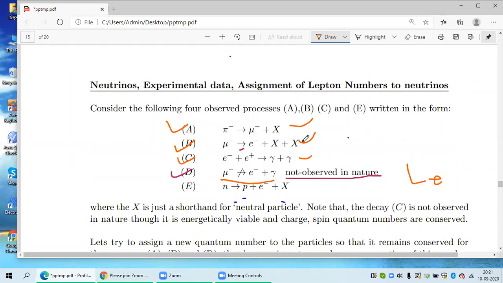At any step, if you require to introduce a new quantum number and assign some values to understand why that reaction doesn't happen, then you have to revisit all the previous reactions and check whether the newly introduced quantum number is conserved for all reactions that happen in nature and is not conserved for any reaction that doesn't happen in nature. Clear? Yes, sir.